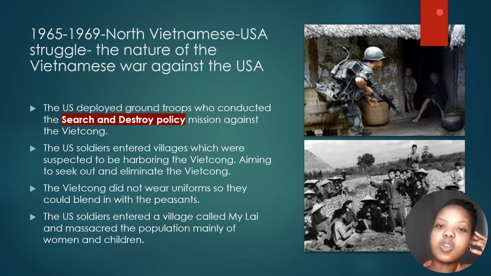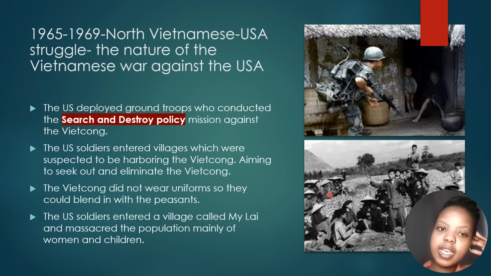The Viet Cong did not wear uniforms, so they could blend in with the peasants. Let's say for example, as you can see, this is a US troop. They are looking for the Viet Cong, and the Viet Cong don't have a specific uniform. They just wear like ordinary peasants. How will the US troops be able to tell that this one is a Viet Cong, this one is an ordinary peasant? So that made this search and destroy policy to be what? To be unsuccessful, because the Viet Cong did not wear any uniform and they could easily blend in with the peasants.